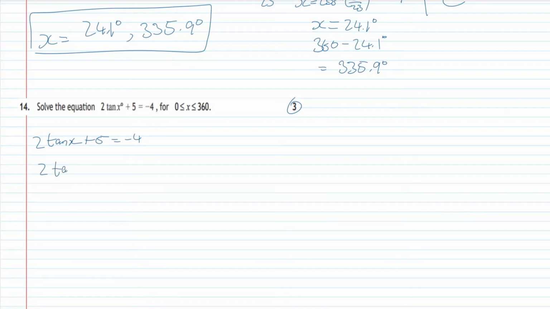To get rid of this 5, we need to take it away. So we end up on the right hand side with minus 4 minus 5, which will be a total of minus 9. And then to get tan on its own, we just divide both sides by 2. So we end up with tan x equals minus 9 over 2.